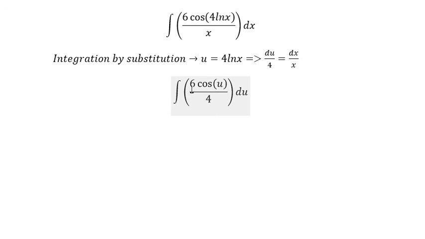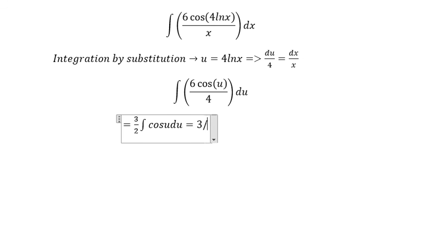Now we put number 6 and number 4 outside. Six divided by 4, we get 3 over 2. Now we have cosine u du, and then we can find the final answer.